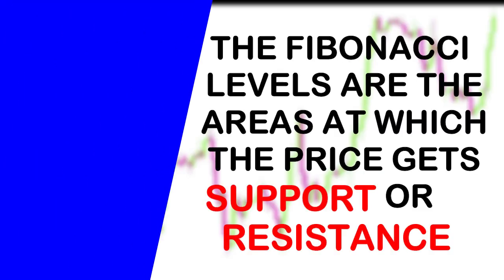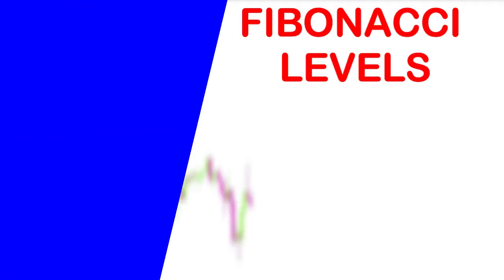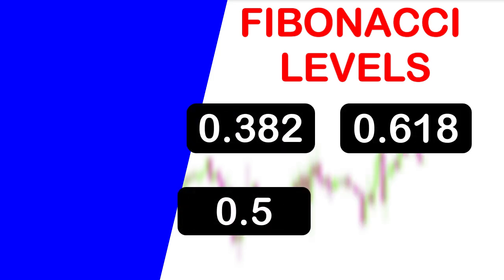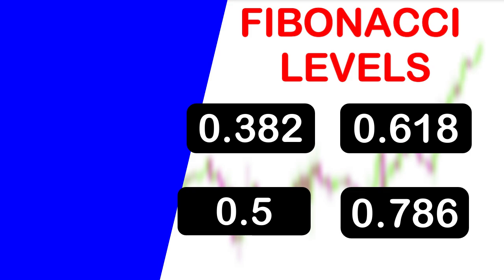The Fibonacci levels are the areas at which the price gets support or resistance in the market. The Fibonacci levels are the areas at which the market completes its corrective move and continues moving into the existing trend. The Fibonacci numbers which are used by the smart money are 0.382, 0.5, 0.618 and 0.786.